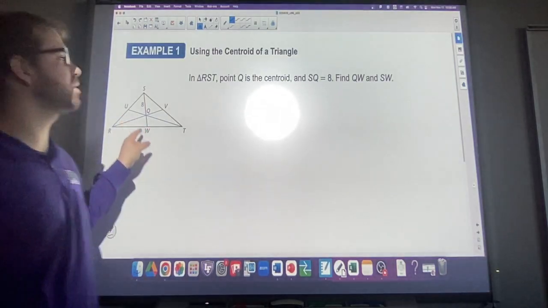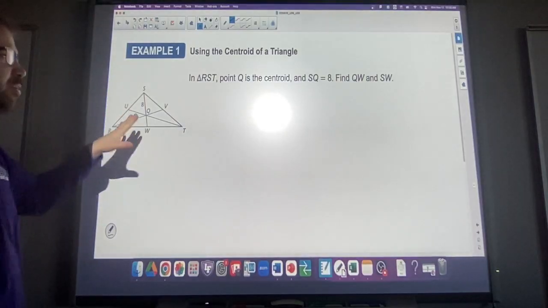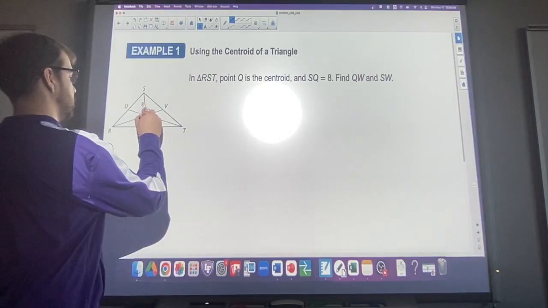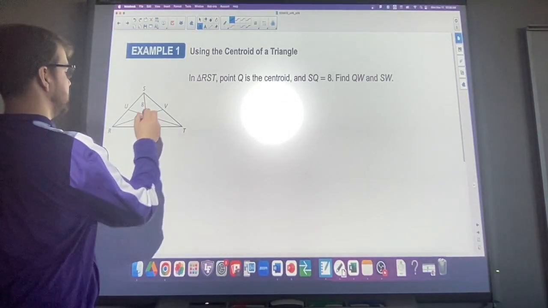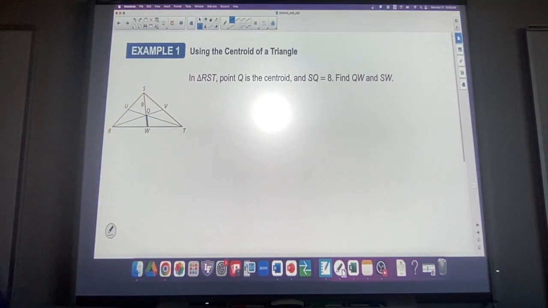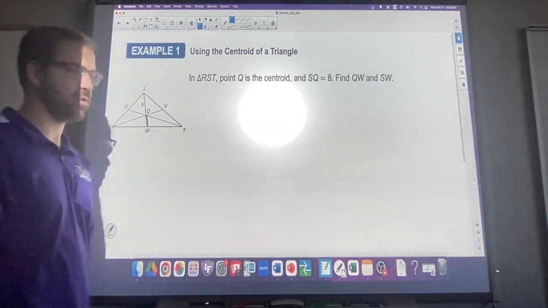All right, so Q is the centroid, which means all of these are medians, and SQ equals 8, which they've labeled in the picture. They want us to find QW and SW, which is the full length here. Okay, so let's first find QW. All right, so remember, the bigger segment is always double the smaller one.